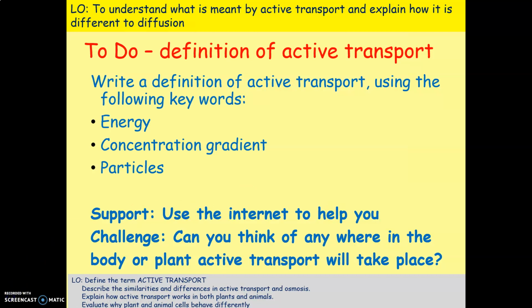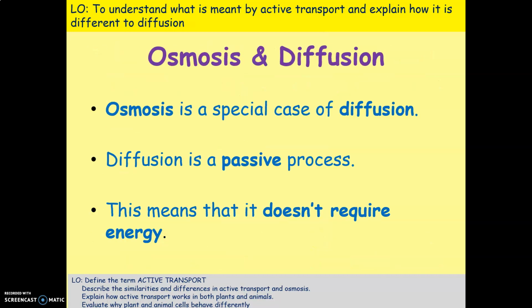Okay, from your definition, you should have that active transport is the movement of particles against a concentration gradient from an area of low concentration to an area of high concentration using energy from respiration. Okay, excellent, amazing. Well done, you. Now, osmosis and diffusion are different from active transport.